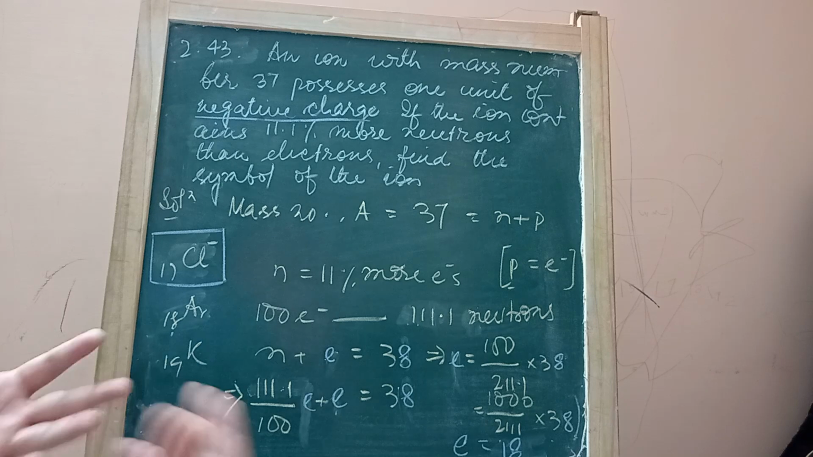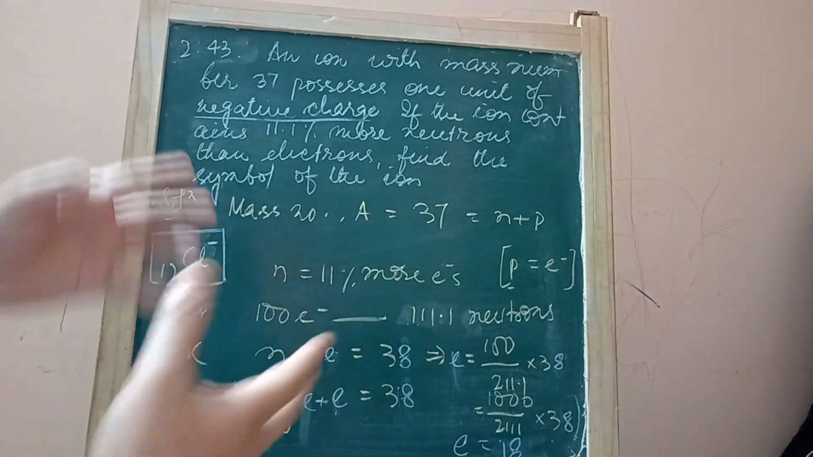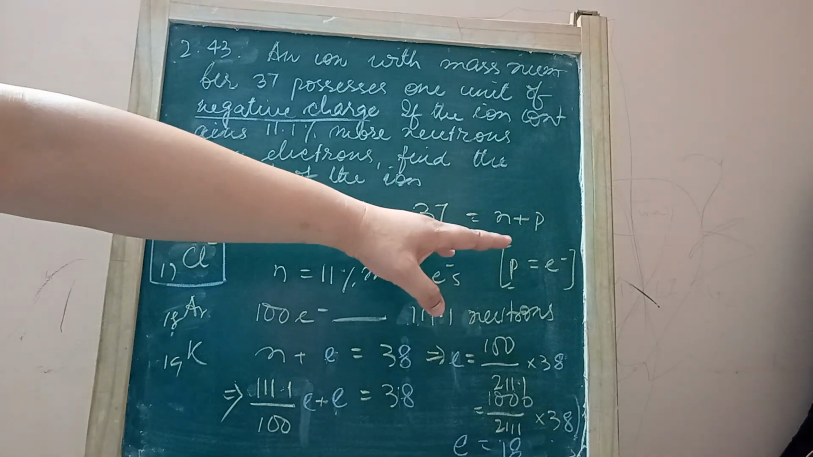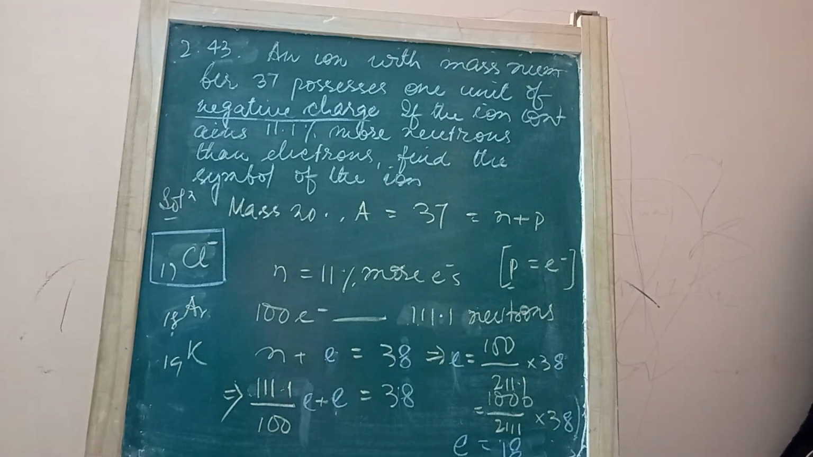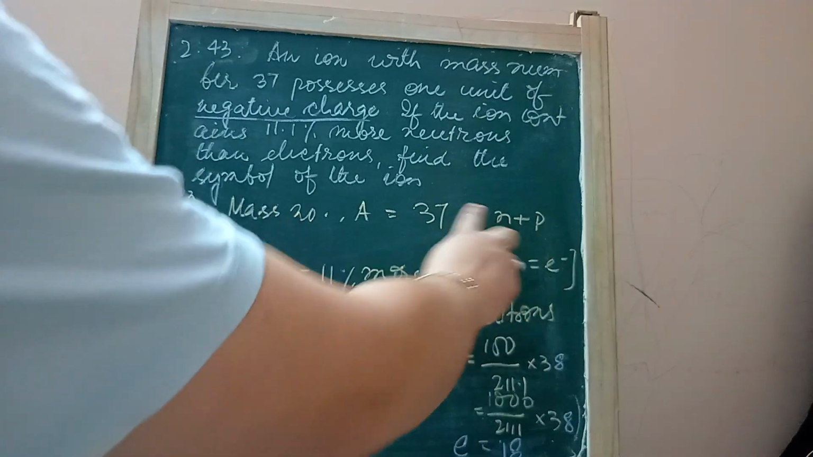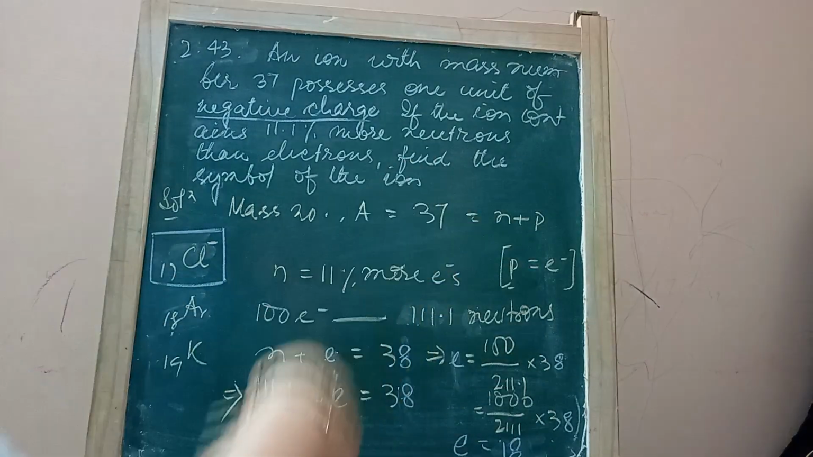Okay, let's suppose that we are not predicting like that, and we'll try to find out according to the question. Now you are given the mass number, which is the sum of neutrons and protons, but you do not know the number of neutrons, you do not know the number of protons. You just know the sum. The sum of them is 37, but you don't know the number of protons, you don't know the number of neutrons, right?